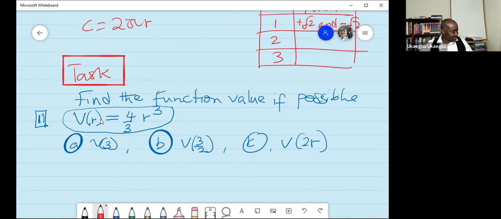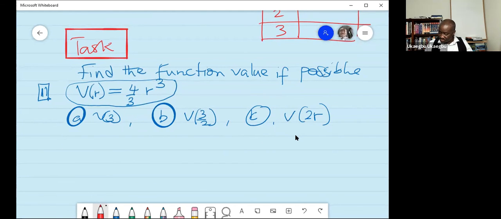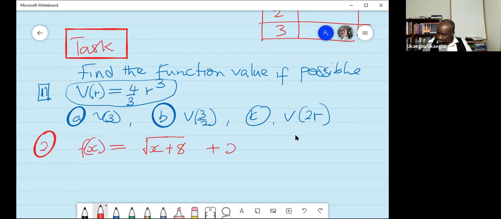So another function that we can work with, number 2, use this formula: f of x is equal to square root of x plus 8, plus 2. This 2 is not inside the square root. Just note that this 2 is not inside the square root. And then the values of x are f of negative 8, and that's A. B is f of 1, and C is f.